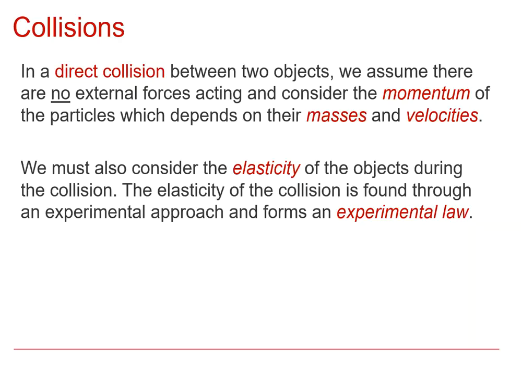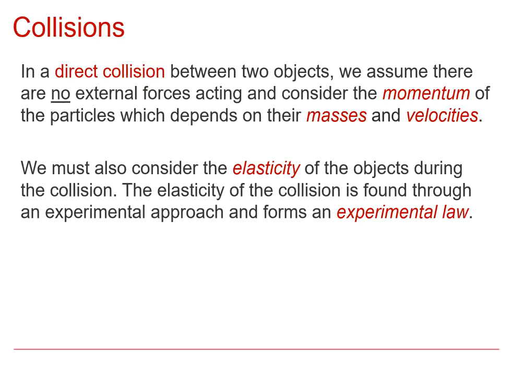There are lots of possible pairs of values for the two final velocities that would give you the same total momentum. And so the missing piece of the puzzle actually is energy, and that's the energy which is lost in the collision. It depends on the elasticity of the objects, and that can be found by experiment and forms what's called an experimental law.